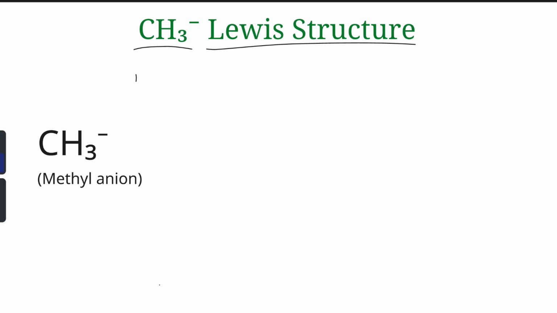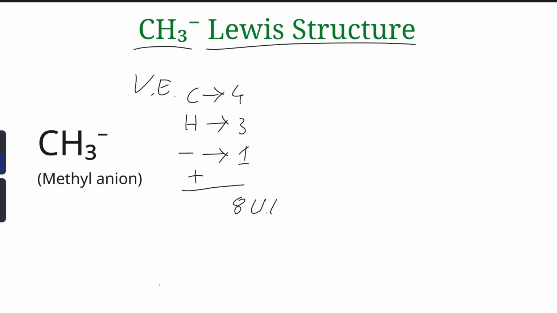Let's start by counting the number of valence electrons. We have carbon, which gives us 4 valence electrons. The 3 hydrogen atoms also contribute 3 electrons. The negative charge gives us another electron. In total, we have 8 valence electrons.